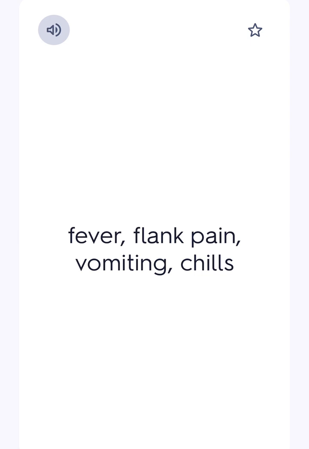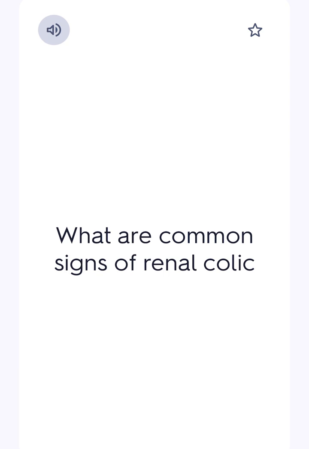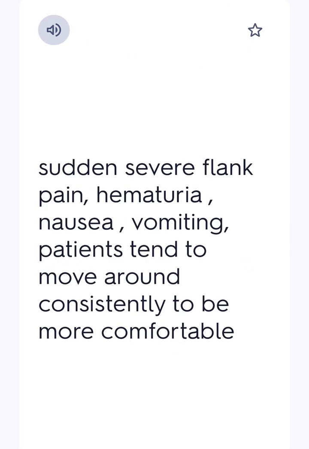Fever, flank pain, vomiting, chills. What are common signs of renal colic? Sudden severe flank pain, hematuria, nausea, vomiting. Patients tend to move around consistently to be more comfortable.